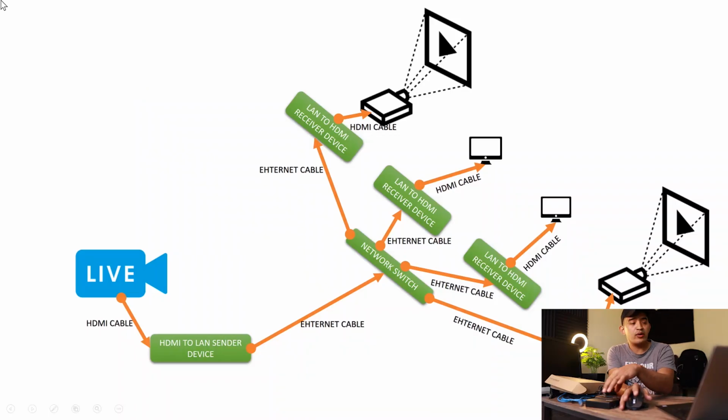Now the thing here is, if you're going to buy this device, they come in pairs, one sender, one receiver. But in this kind of scenario, if you want multiple devices, then a lot of senders will not be usable, because you only need one sender. Then you're going to use each receiver, 1, 2, 3, 4. So I will have three extra senders because they're not going to be used. So 1 to 4 connection. So again, from the HDMI to LAN sender device, it will be Ethernet cable going to a network switch so that we can distribute this to every single device.